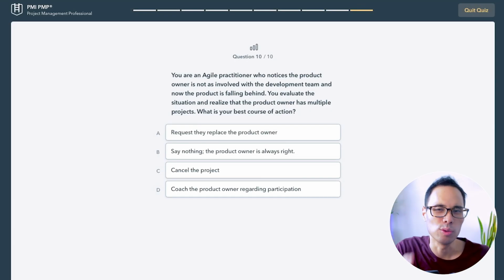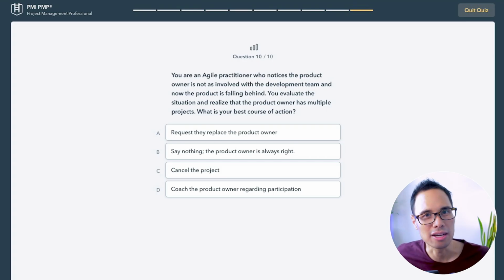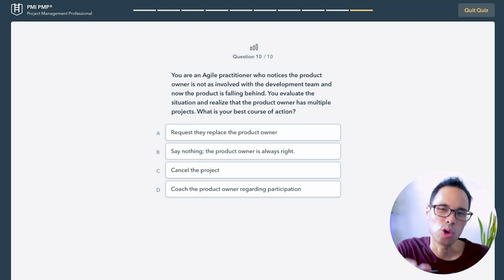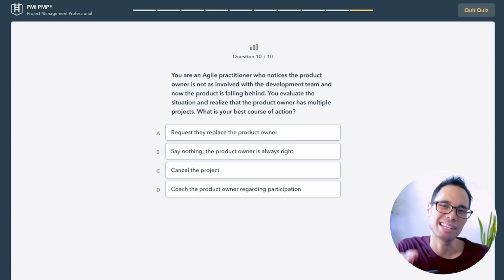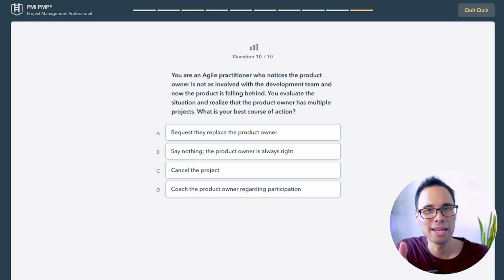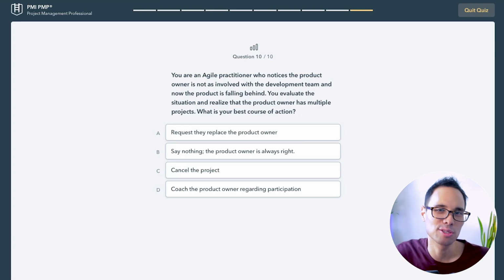Let's power through this. Our strategy is to eliminate obviously incorrect answers. Out of the 4 choices, which one is obviously incorrect? Remember, the question asks, what is your best course of action? Choice C, to cancel the project, stands out the most to me. Think about it in this way. As a project manager, would you immediately cancel a project if you haven't spoken to the sponsor yet? Probably not. So let's cross this one out.